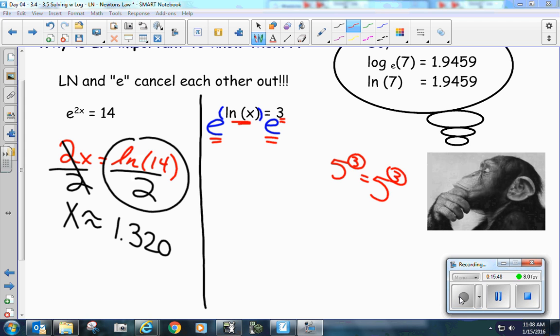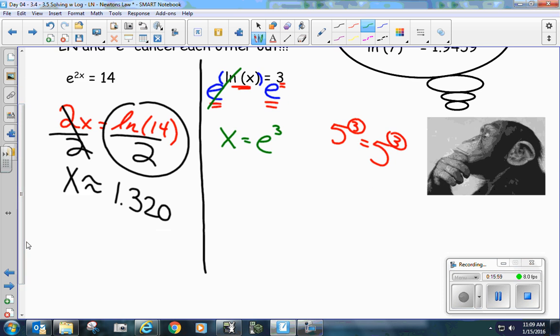And now here's the beautiful part. What happens to e and ln? So guess what? x equals e to the third. Someone put e to the third in there for me. Get a calculator. And round that to 3 decimal places. So x equals, what do we got?